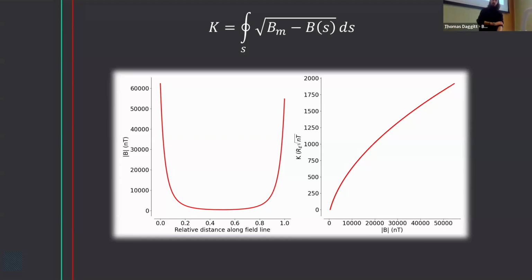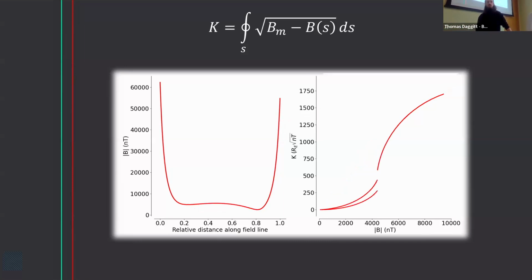And then the right-hand plot shows the value of K versus B along this field line. And as long as the field line only has one local minimum anywhere along it, K is really nicely behaved. It's just this nice monotonic function, single valued, very friendly.